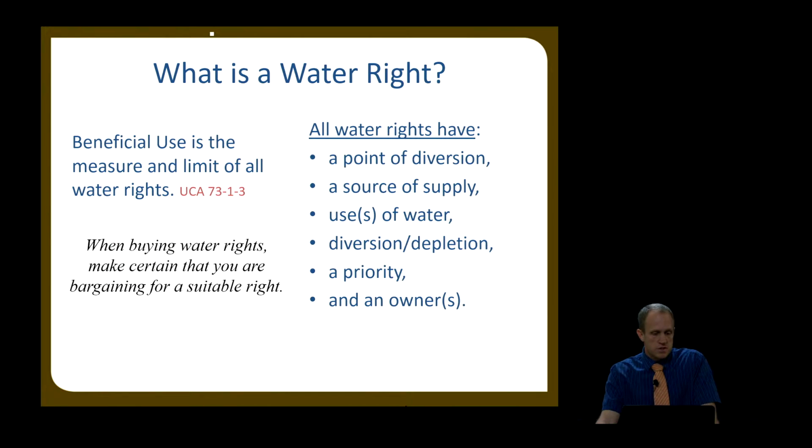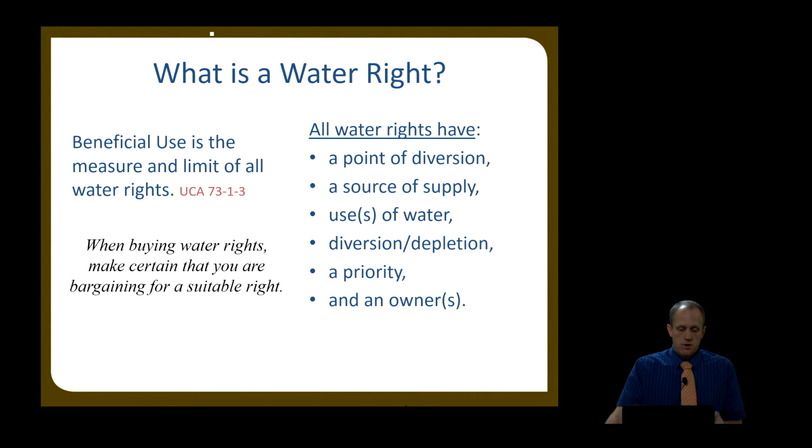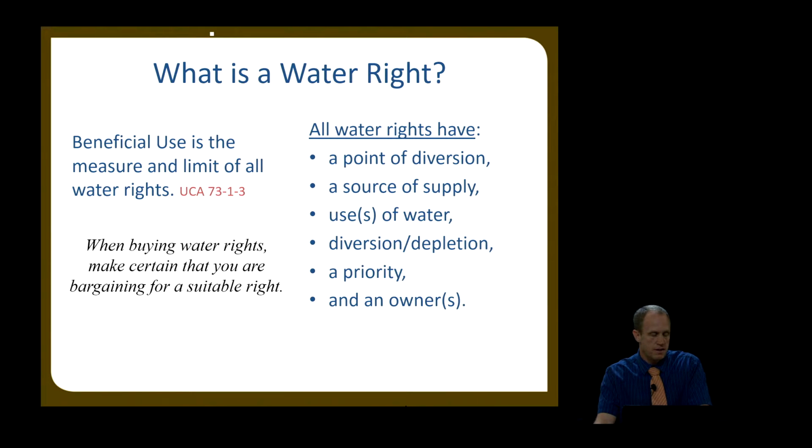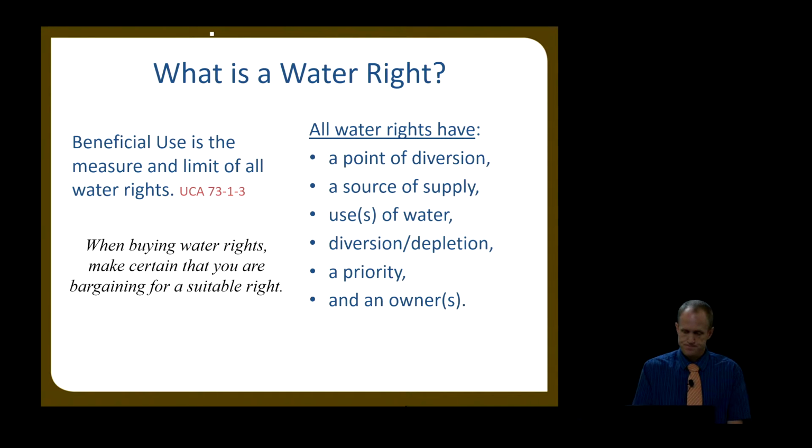So again, beneficial use is the measure and limit of all water rights. This is an important principle. When buying water rights, you need to make certain that you're bargaining for a suitable right. And so these things that we've kind of touched on already: the point of diversion, source of supply, use of water, diversion, depletion, priority, and ownership. If you're buying a water right on that surface source we talked about, and you happen to get that late priority right, even though it says you have 40 acres of irrigation, you might only be able to irrigate for a couple months during each of the years. So you have to be careful that you know what the water right is that you're buying.